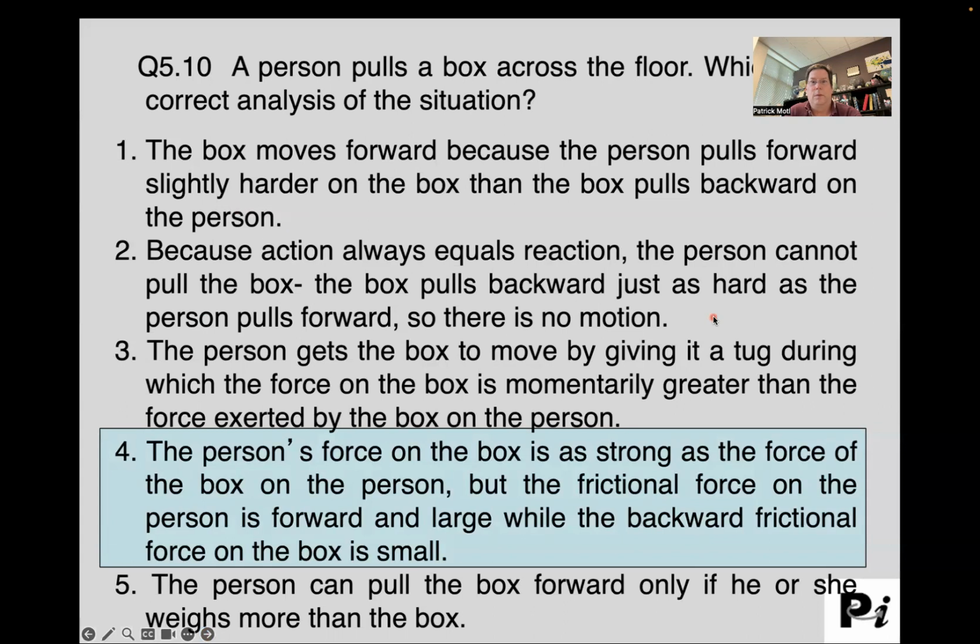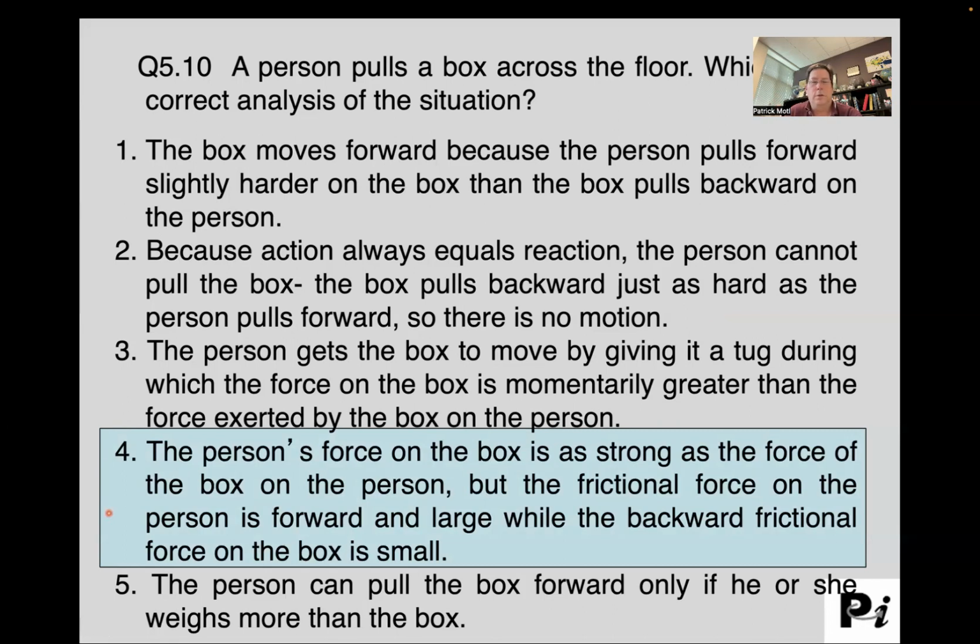Well, you got to school somehow today. Motion is possible. So it's not 2. 3, the person gets the box to move by giving it a tug, during which the force on the box is momentarily greater than the force exerted by the box on the person. We cannot violate Newton's third law of motion, not even for just a little smidgen of time. At every instant of time, Newton's third law is true. The person's force on the box is as strong as the force of the box on the person.